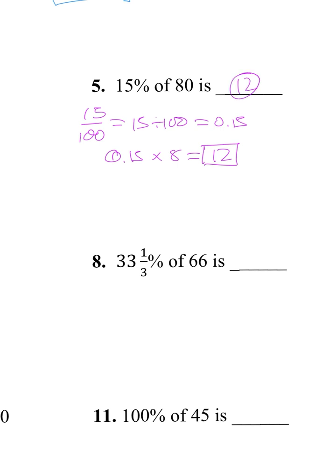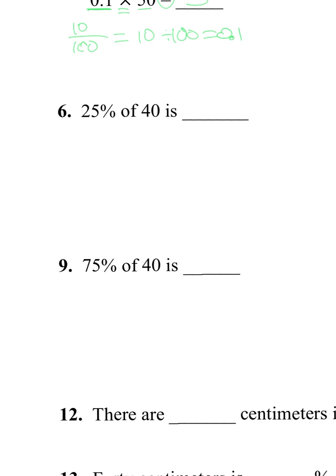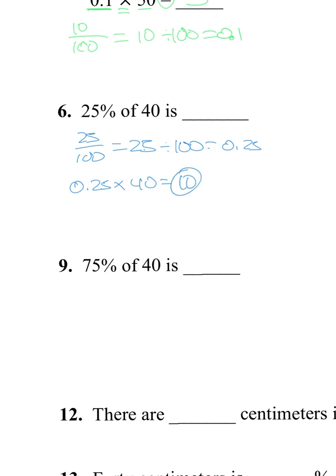All right, now on to number 6. On number 6, we've got 25% of 40 is. So 25% is 0.25. We've got 0.25, of means multiply, 40 is 40 is what? So on our calculator, 0.25 times 40 should be 10. So 25% of 40 is 10.